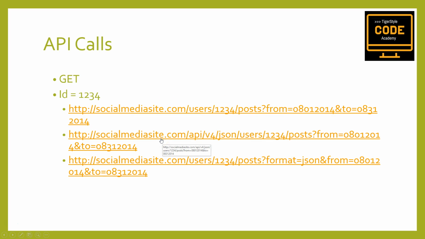Many other APIs use the path in order to specify an API version, the format you would like your data in, and other attributes. For example, the next line would return the same data using API version 4 formatted in JSON. And other APIs require that you pass the formatting and API version information in as a request parameter, like the last line. So you put format JSON and the date parameters like this.